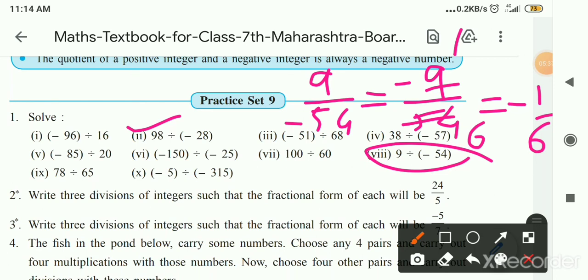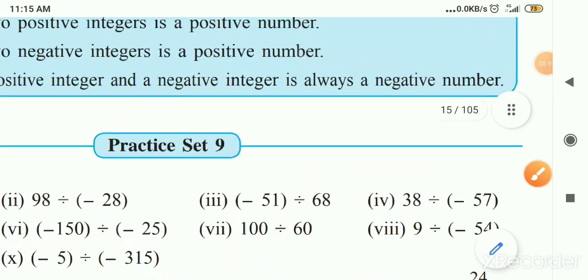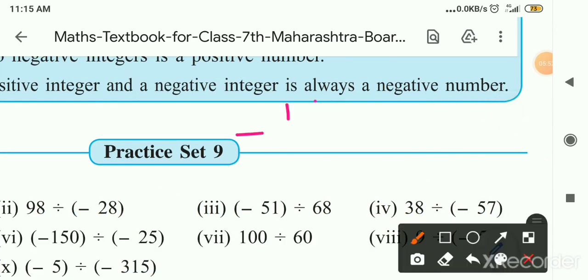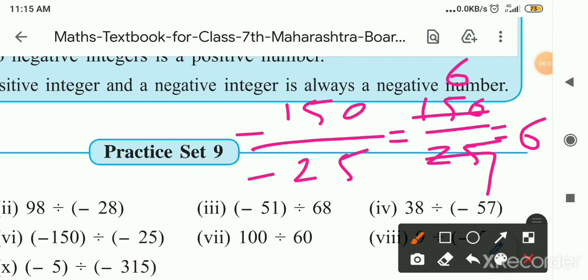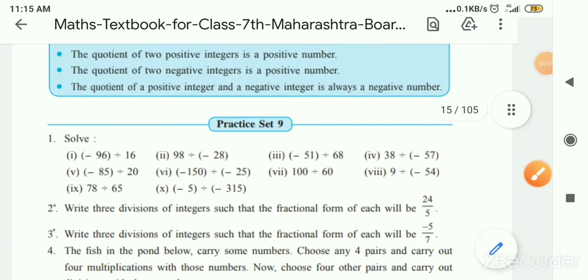Now I will take an example where both numbers are negative: minus 150 upon minus 25. Both numbers are negative, so the answer is positive. So here it is 150 upon 25. 25 ones are 25, 25 sixes are 150. So the answer is plus 6. In this way you have to solve the examples.